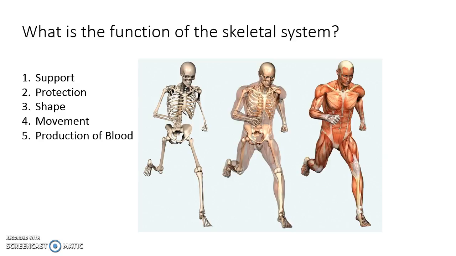Finally, our fifth function of the skeletal system is production of blood. Within our long bones, such as the femur or thigh bone, there's a section called the marrow cavity. Within this cavity is where the blood cells are produced. Red bone marrow produces red blood cells, and there's also yellow bone marrow, which stores our fat.